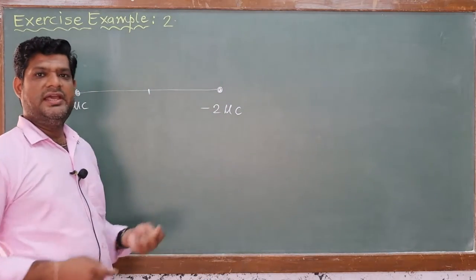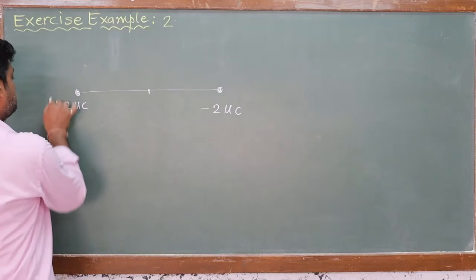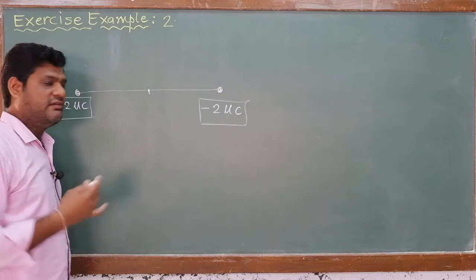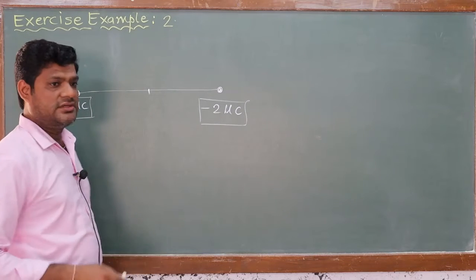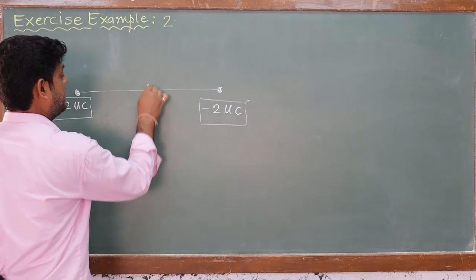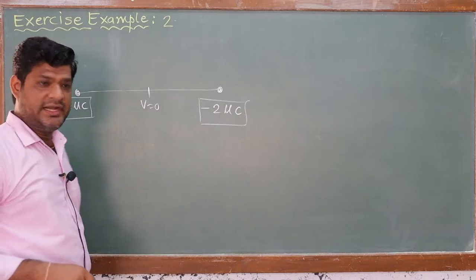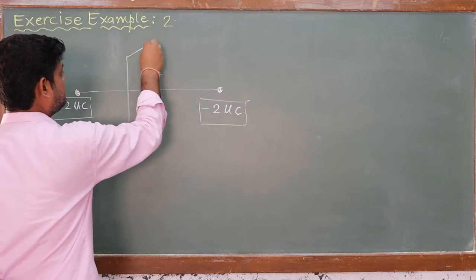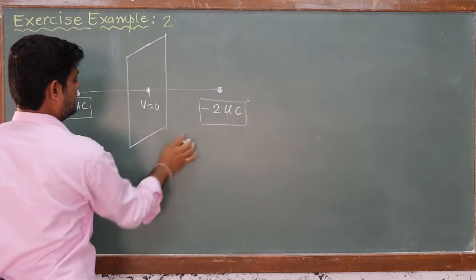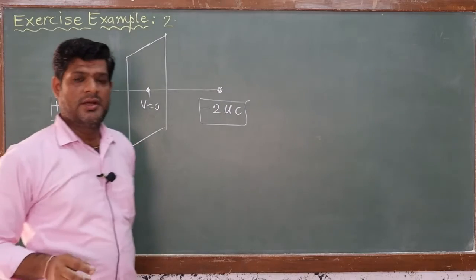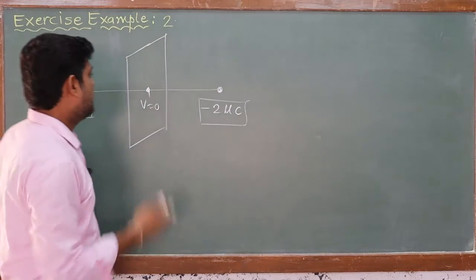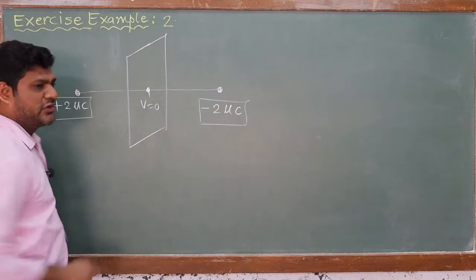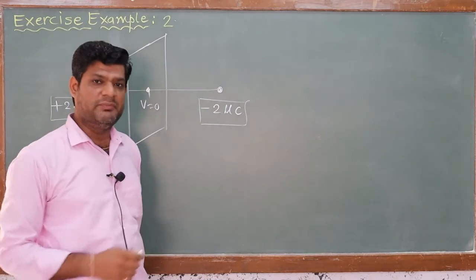Students, what we can guess over here, see it is a plus 2q, it is a minus 2q. Obviously, naturally we can find the potential will be 0 at the midpoint, right? So if we consider this midpoint, you can draw an equipotential surface by considering this midpoint, right? Now the second question, so we can say that the equipotential surface is at the midpoint.